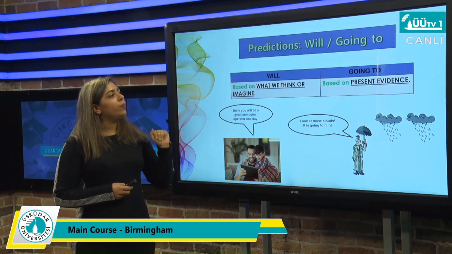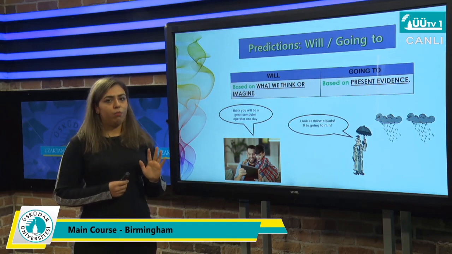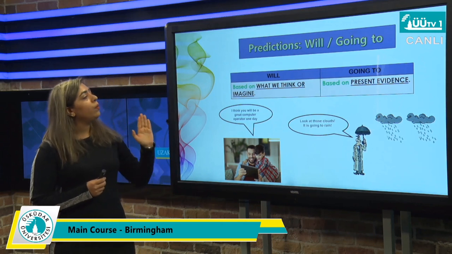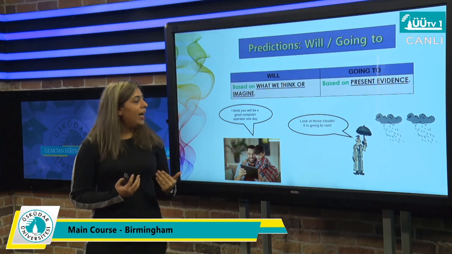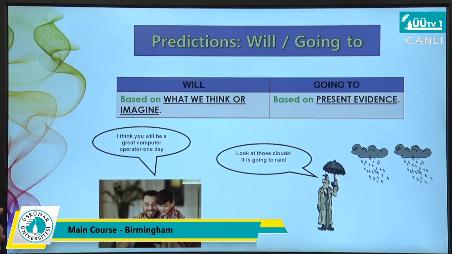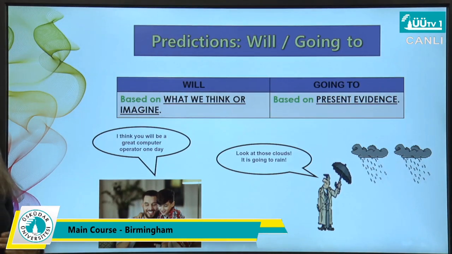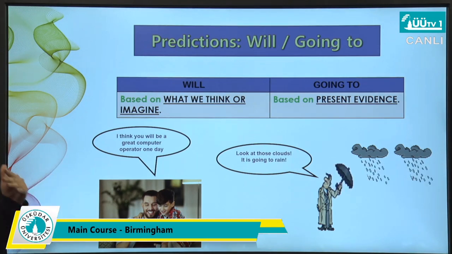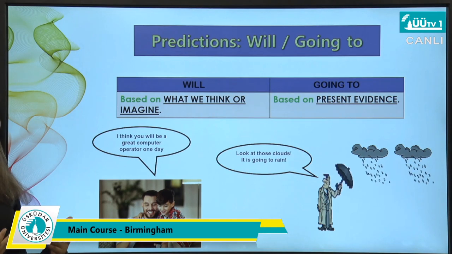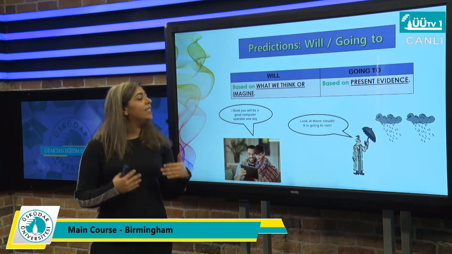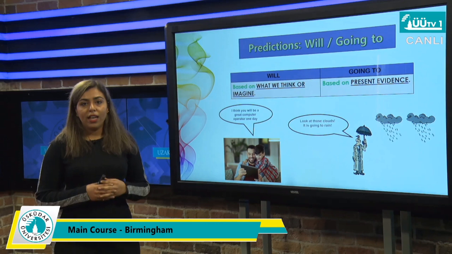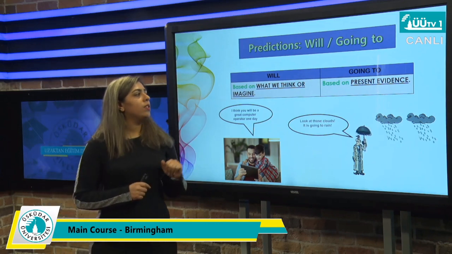So we use will and going to for predictions, both of them. But the difference is, with will, we form sentences about what we think or imagine. Like, I think you will be a great computer operator one day. So you're thinking, you're imagining that he will be a great computer operator one day. Why? Because maybe he is good at computers. That's why you're thinking like that, or you are imagining that he will be a great computer operator one day in the future.